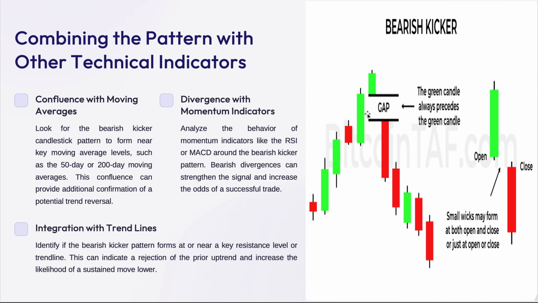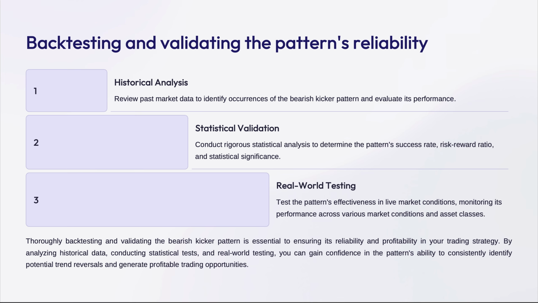The gap has happened, the green candle is there. The green candle always precedes the green candle, so let's look at it. And this way, this is very nice. Integration of trend lines, divergence, momentum, and confluence with moving averages. This will change the way you actually trade. This is very, very important. If you draw trend lines, the way you trade completely changes, you want to do it again and again. It's like this: 99% of the people don't do it and they lose money, and 1% of the people do it and they make money.